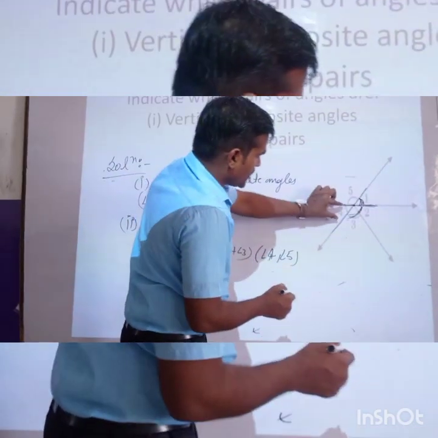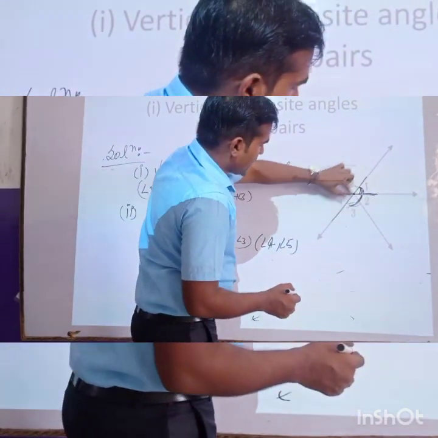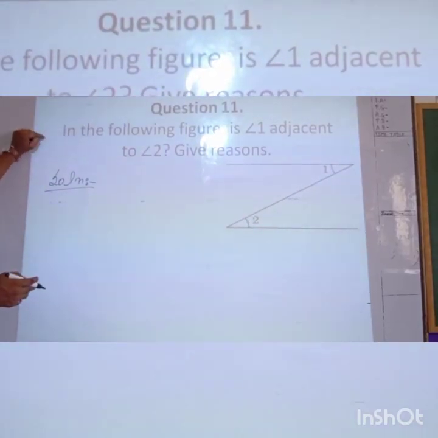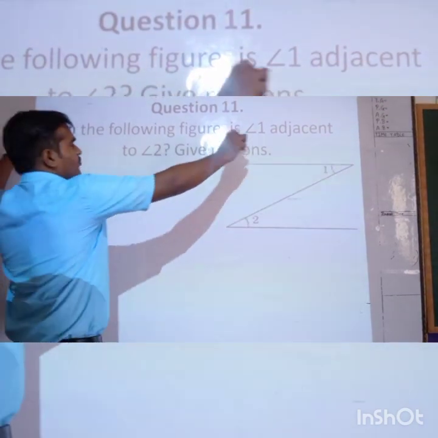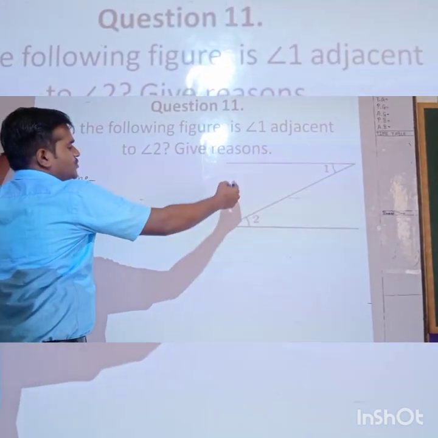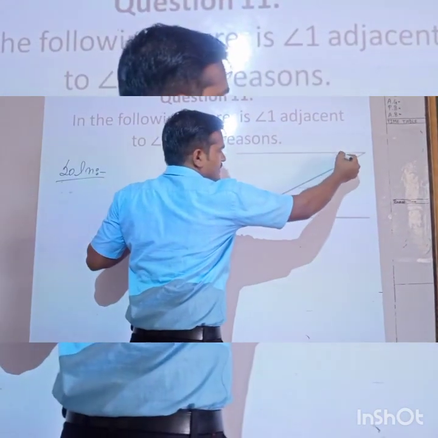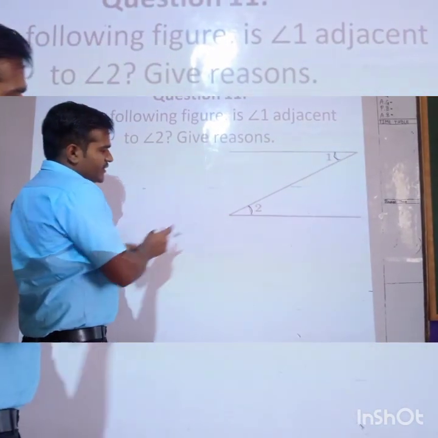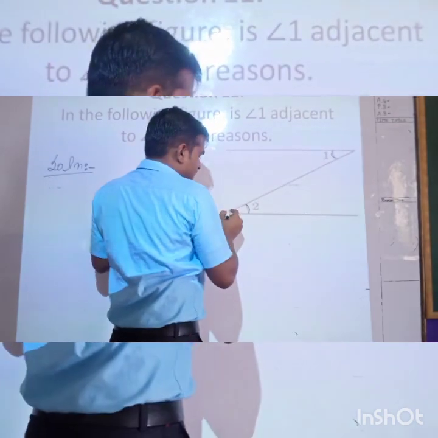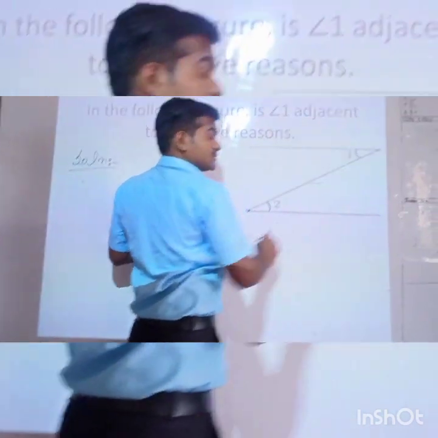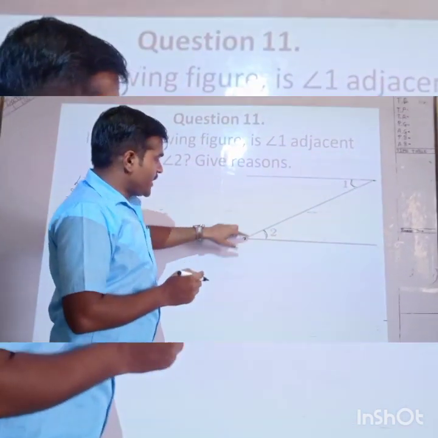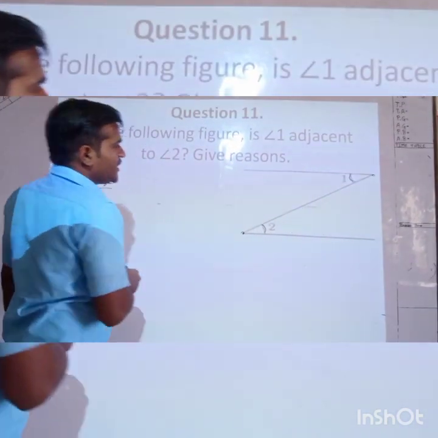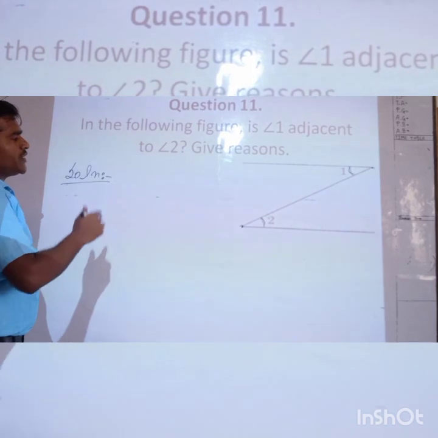This one. Angle 4, angle 5. This is also a linear pair. Okay. In the following figure, is angle 1 adjacent to angle 2? Give reason. Angle 1 is there, angle 2 is there. Angle 1 and 2 have a common ray, but they do not have a common vertex. That's why angle 1 is not adjacent to angle 2.